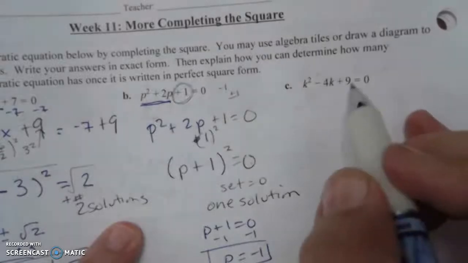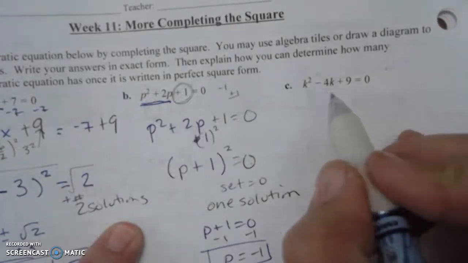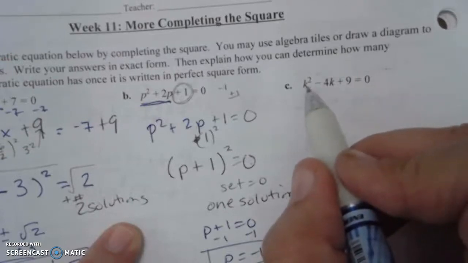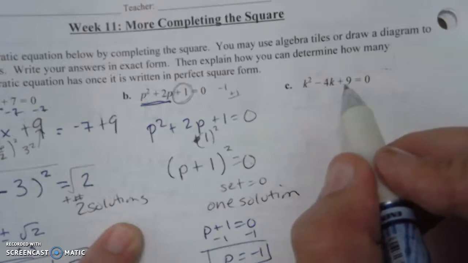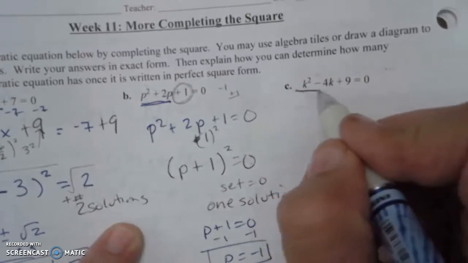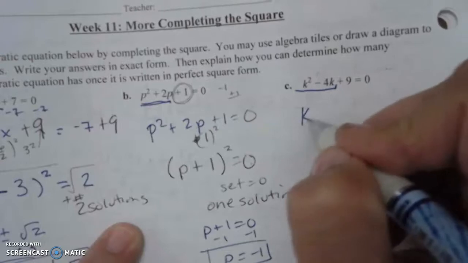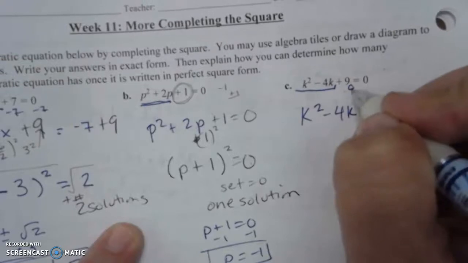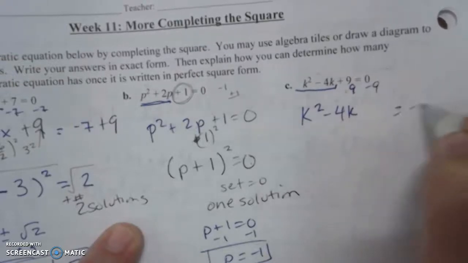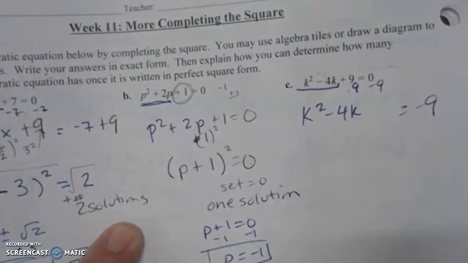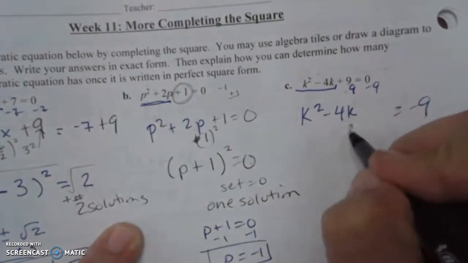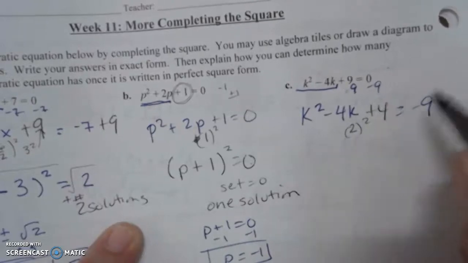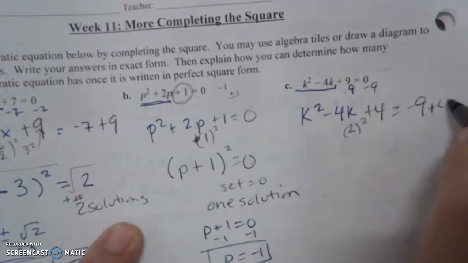Let's do this one. I want to write it in perfect square notation. Currently, it's in what's called standard form. This is standard form when you have just something squared plus something plus a plain number equals 0. But when we write in perfect square, we're going to focus on these numbers. We're going to get k squared minus 4k. I'm going to subtract 9 from both sides to open up that space. And this is what I want to figure out what I have to add. Take half of this number, half of that number is 2. And then when I square it, 2 squared is 4. So I add 4 to both sides.